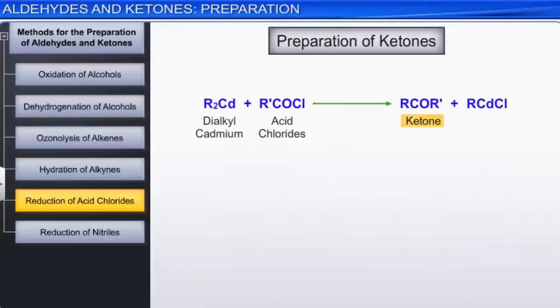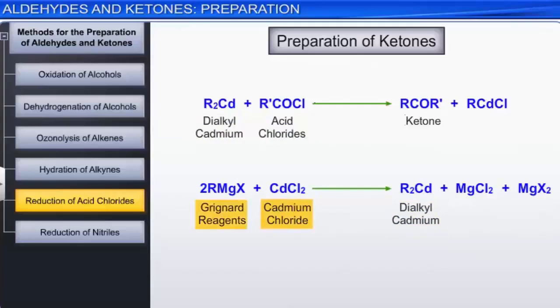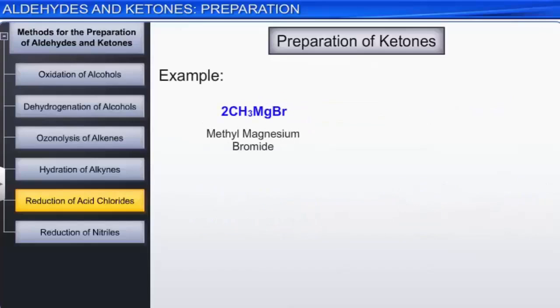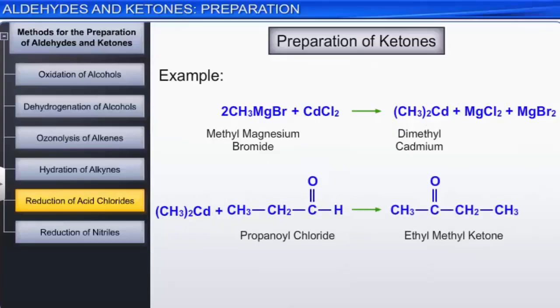Ketones, on the other hand, are prepared by the treatment of acid chlorides with dialkyl cadmium. Dialkyl cadmium can be prepared by the reaction of cadmium chloride with Grignard reagents. For example, the reaction of methyl magnesium bromide with cadmium chloride gives dimethyl cadmium. The treatment of dimethyl cadmium with propanoyl chloride gives ethyl methyl ketone.